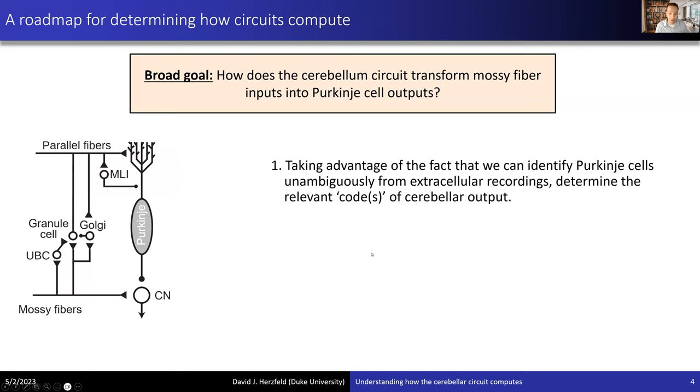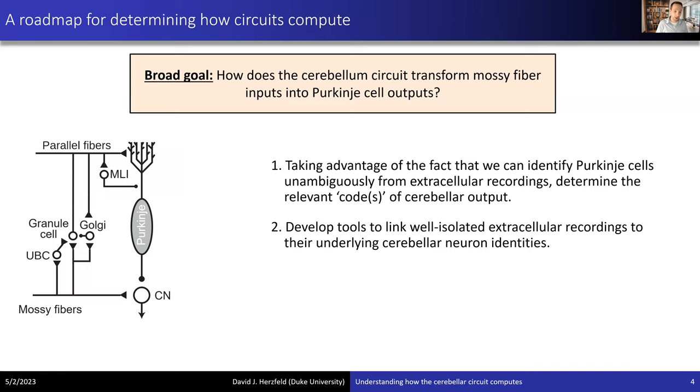The second is we need to be able to link extracellular properties with underlying neuron identities. We need to be able to stick an electrode in the cerebellum and assay whether or not this particular electrophysiological signature that we're recording corresponds to, for instance, a Golgi cell versus a molecular layer interneuron versus a Purkinje cell. And finally, once we have those pieces of information, we can use the cerebellar circuit combined with a region that is crucially responsible for behavior. The behavior I'm going to be talking about today is called smooth pursuit eye movements, which we'll go through in just a second. And we're going to use that to understand how mossy fibers are ultimately transformed through this cerebellar circuit.